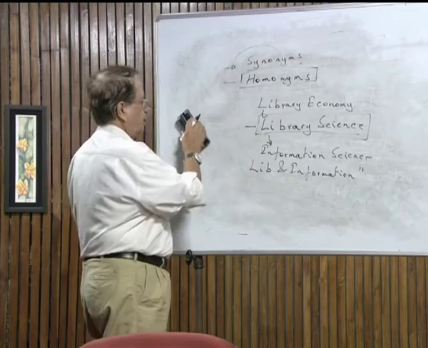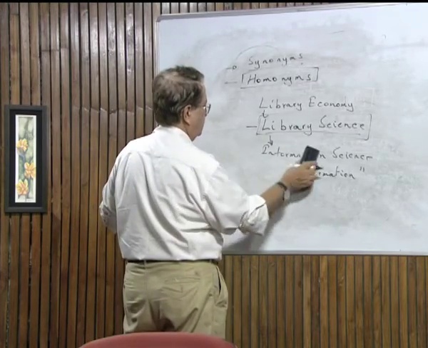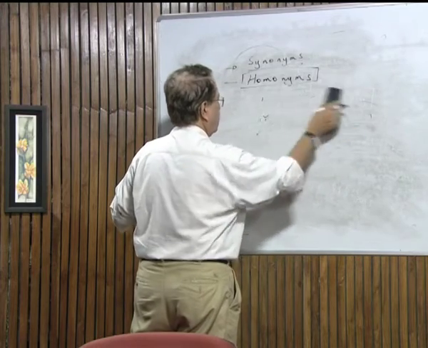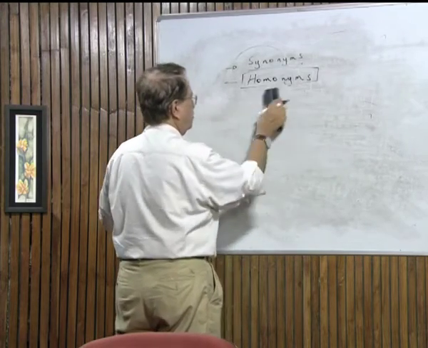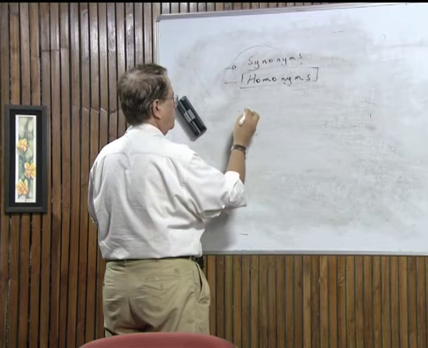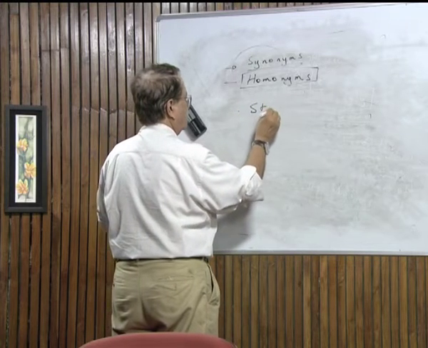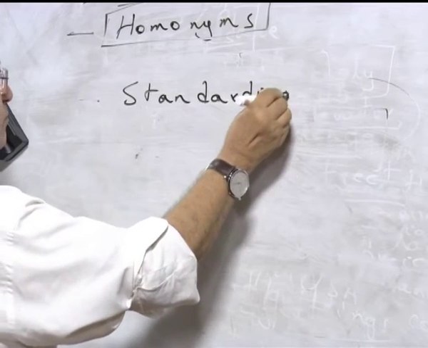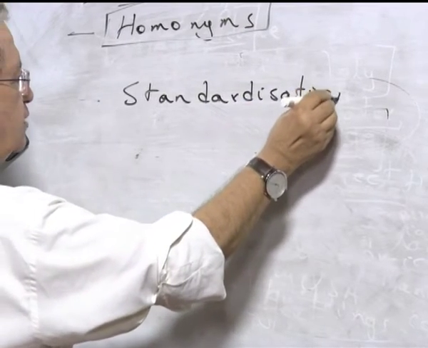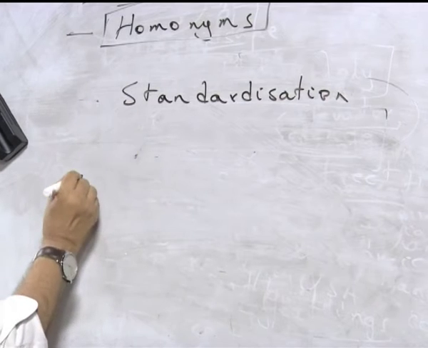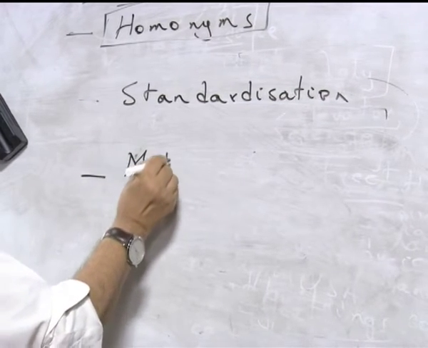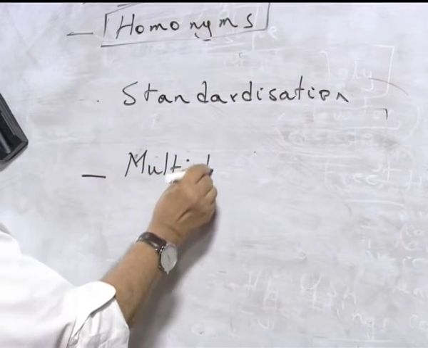That is why it is important, and this is what Ranganathan stressed, that we should have standards, or we should have a standardization in the manner of using terminology. So, we should have standardization. Standardization is also important because of one other factor, and that other factor is that we have multiplicity of languages.